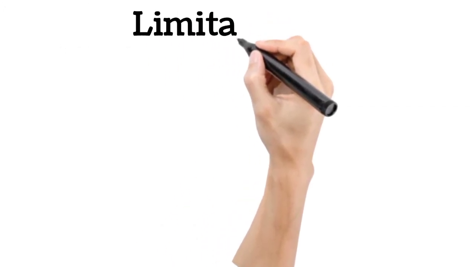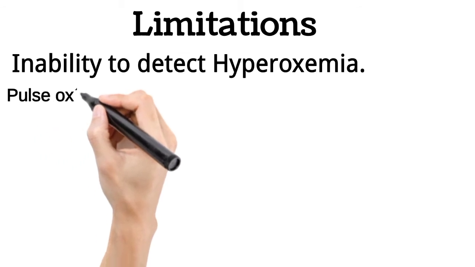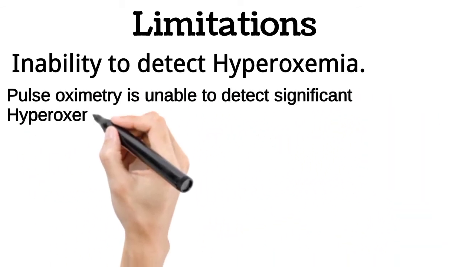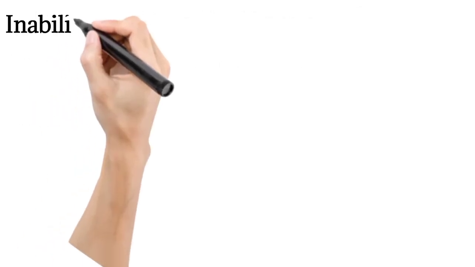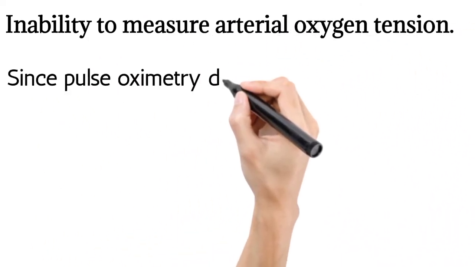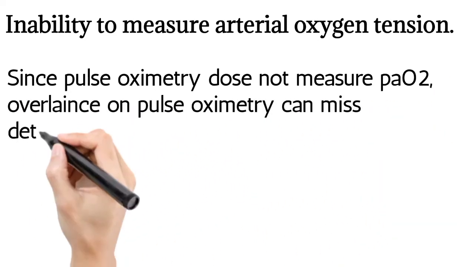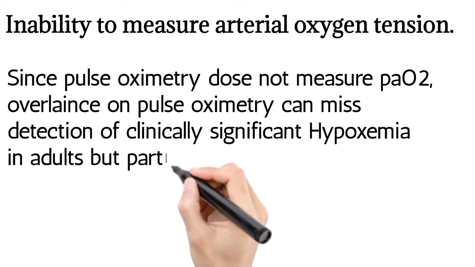Limitations: inability to detect hyperoxemia. Pulse oximeter is unable to detect significant hyperoxemia. Inability to measure arterial oxygen tension. Since pulse oximetry does not measure PaO2, over-reliance on pulse oximetry can miss detection of clinically significant hypoxemia in adults, but particularly in children.